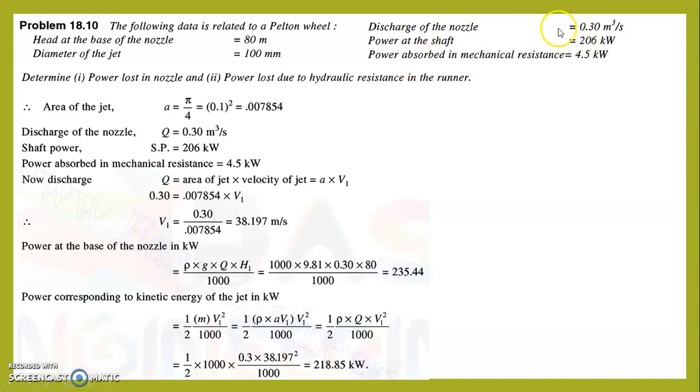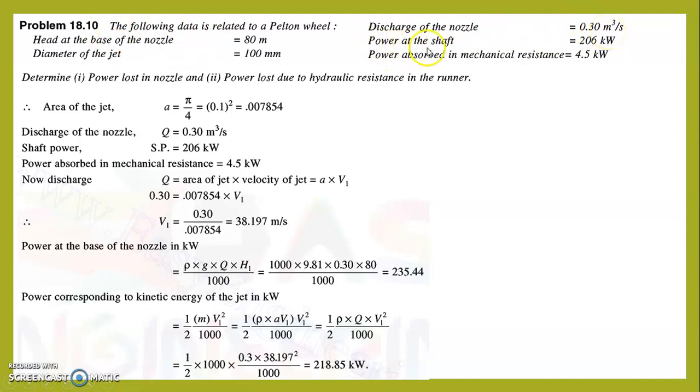Okay. Discharge through the nozzle can be small q or capital Q. If it is mentioned that the number of jets is more than 1, discharge through the nozzle is equal to Q, small q. If it is not mentioned about the number of jets, we can directly write capital Q and small q are equal. Okay. Here it is not mentioned about a second nozzle, so we can directly take capital Q equal to 0.3 meter cube per second.